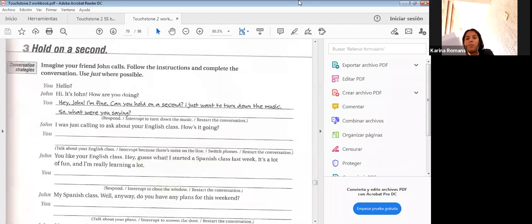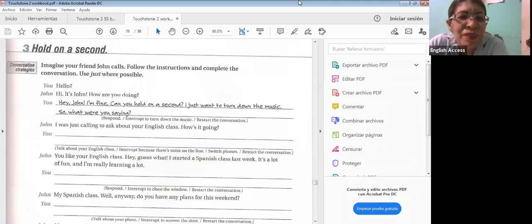Okay, exercise 3 says, imagine your friend John calls, follow the instructions and complete the conversation. Use just where possible. So you're going to follow the instructions and use the words that you have in parentheses. For example, number 1, you have you and John. Hello, hi, it's John. How are you doing? Here it says that you have to respond, interrupt to turn down the music, and restart the conversation.